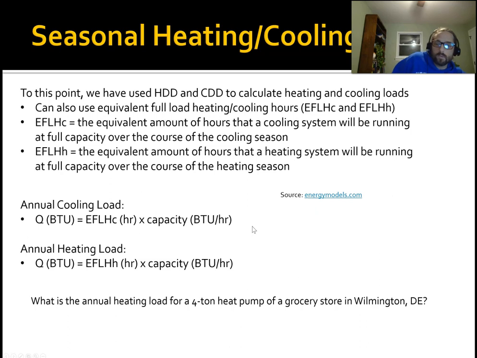So let's do an example. What's the annual heating load for a 4-ton heat pump of a grocery store in Wilmington, Delaware? Okay, so first of all, we need the capacity, which is in BTUs per hour. So that's 4 tons, and 1 ton is 12,000 BTUs per hour, right? So that's 48,000 BTUs per hour. Pretty easy. So now we need these equivalent full load heating hours. In order to do that, we need to look it up.